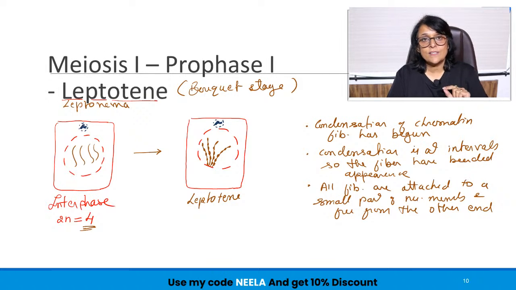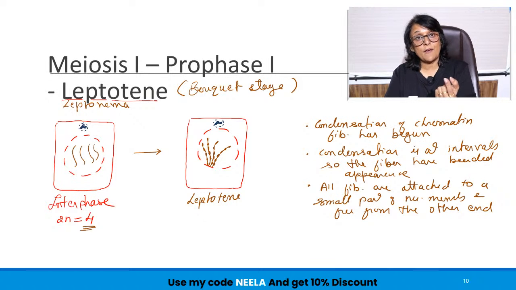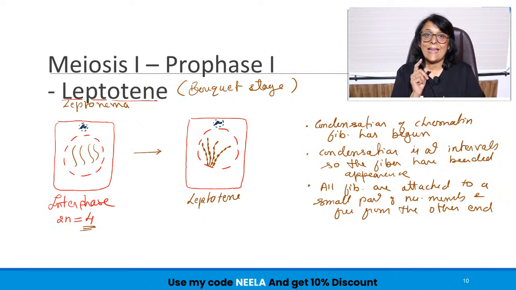These chromatin fibers remain attached to a small part of the nuclear membrane, and the other end of these fibers is free. So it gives a bouquet-like appearance. So now we know the reason for all the names or terms given to this stage. Leptos is thin, nema is thread, bouquet stage because of the appearance. Okay, so far this stage clear? We have started with an animal cell which has completed interphase, that is G1, S and G2, and the chromosome number that we have taken, 2n, as 4.